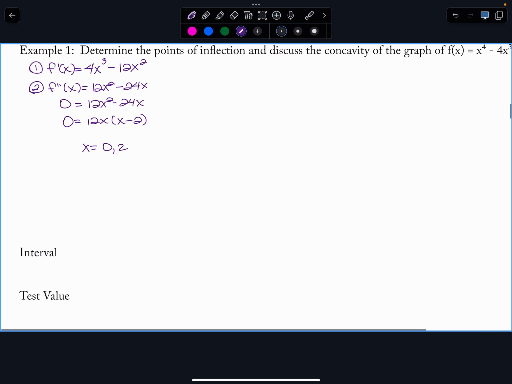Because I want to look at the concavity of the function, what I want to do is set up a chart like I did for the first derivative. Now, these two values here are what we call possible points of inflection. They are only possible points of inflection until you test concavity. The only way it's actually a point of inflection is if it goes from concave up to concave down, or concave down to concave up. It has to change from up to down or down to up. Otherwise, it's not a point of inflection.